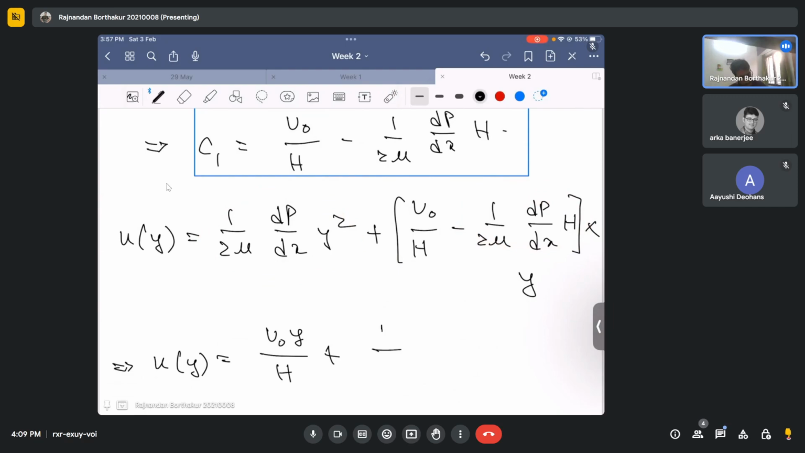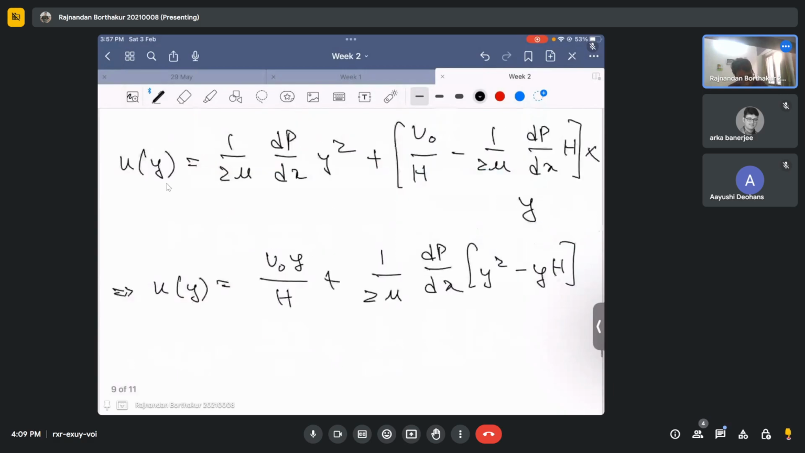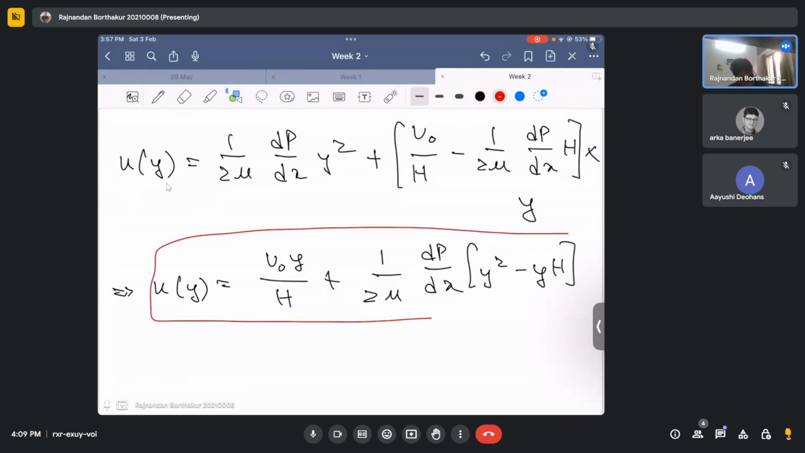So I would get 1 upon 2 mu times dp dx into y square minus y by h maybe. Please check the algebra, and if I am wrong, please correct me. Now, is everything clear up to this point? Okay, I would stop here.